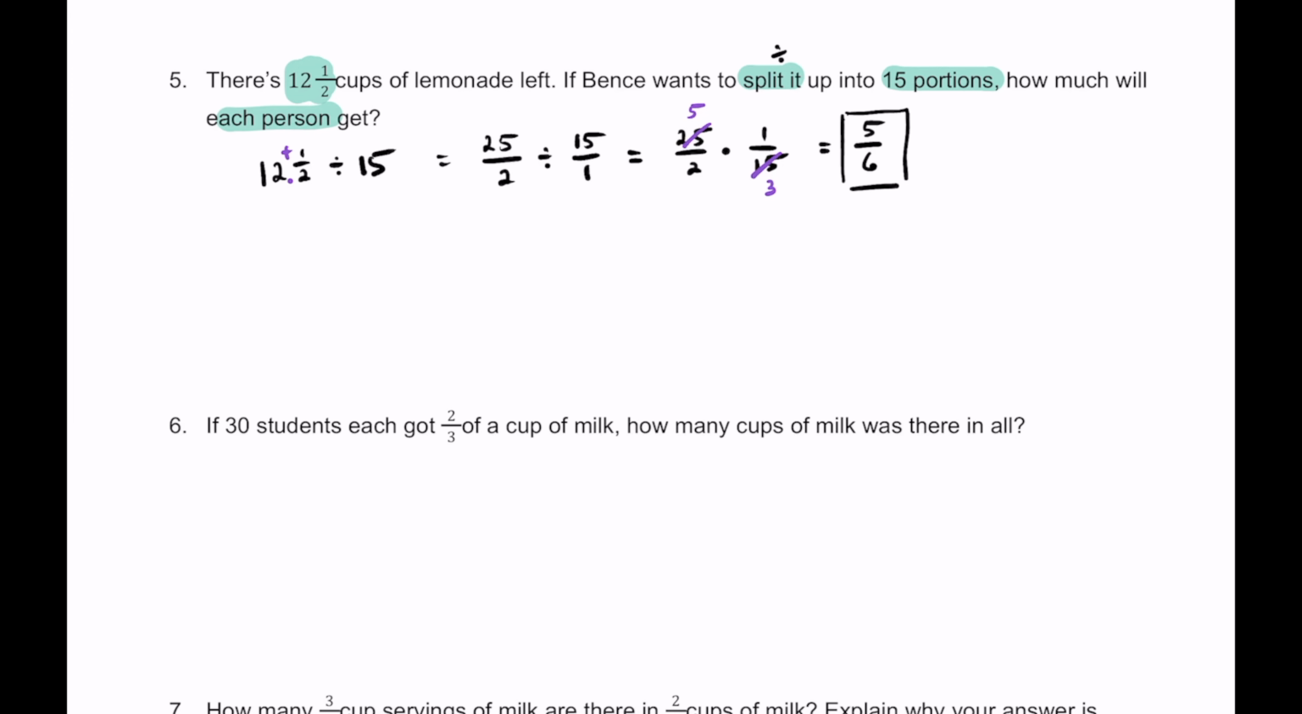Hopefully it makes sense. The answer is less than 1 because if we wanted to give 12.5 students lemonade, everybody would get a full cup. But since there's 15 portions, not everybody can get a full cup of lemonade.